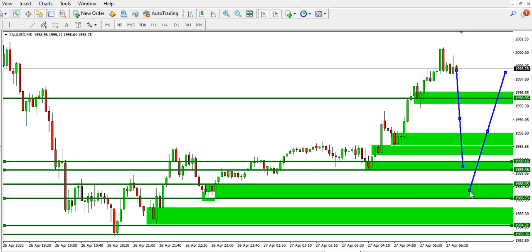But if it does not get to your stop loss, of course it will pick your buy limit and then continue up, and that way you make some profit when buying. So that's that for the 5 minutes time frame.